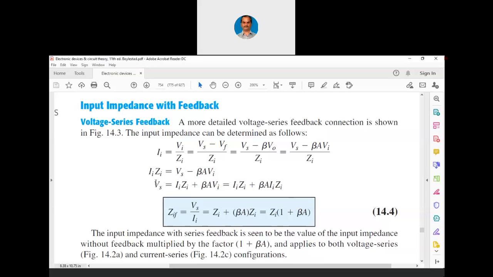The input voltage Vs is Ii Zi plus beta A Vi. For Vi, we will substitute Ii into Zi again, because V equals I into Z. We already know voltage is equal to current into impedance. So it is Ii into Zi plus beta into A into Ii into Zi. Now let us find out the input impedance with feedback.